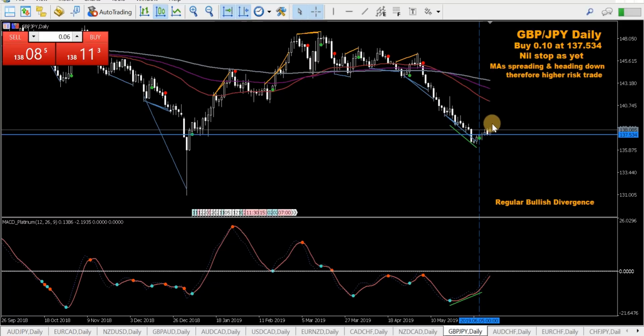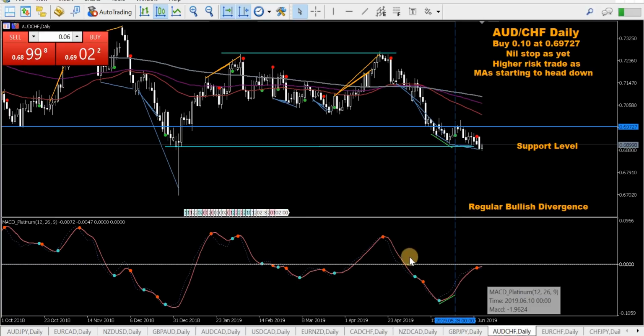All right, so we've got a buy in here and we're going all right. The MACD's closing up to the zero level, but it's going all right. We've just got to give it time. Aussie Swiss took a buy here.